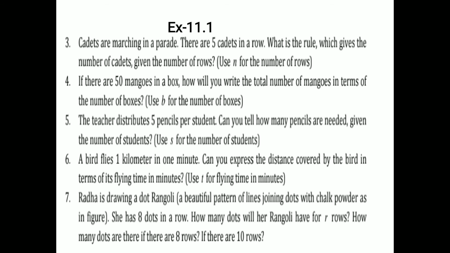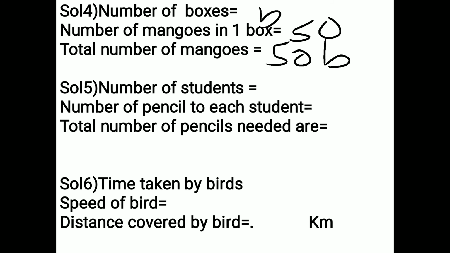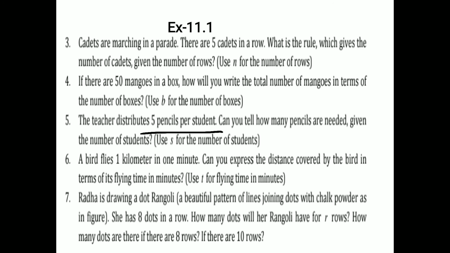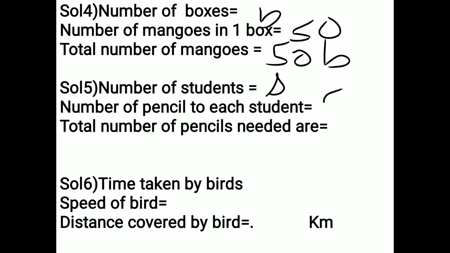Now the number of students. Question 5: the teacher distributes 5 pencils per student. Can you tell how many pencils are needed? Means how many pencils we require if we give pencils to all the students. Clear? But we don't know the number of students. So the number of students, we think S. The number of pencils to each student is 5. So the total number of pencils needed will be 5S. Because we don't know the number, 5 into S, it will be 5S.